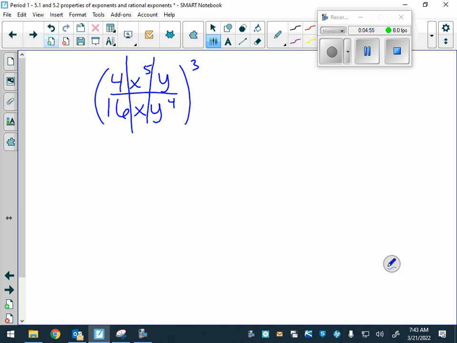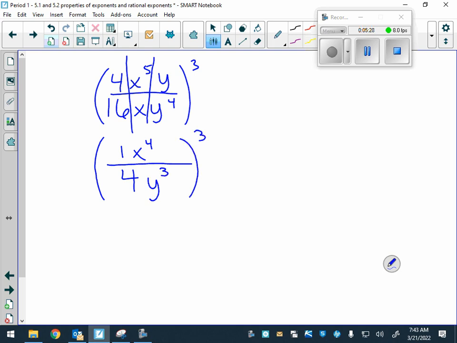4/16 reduces to what? Anybody? Good. 1/4. Okay. Now our x's we are subtracting. So x to the 5th divided by x is what? Yep. X to the 4th. Then y to the 1st over y to the 4th is y cubed.